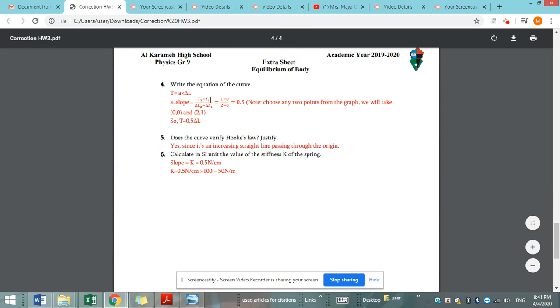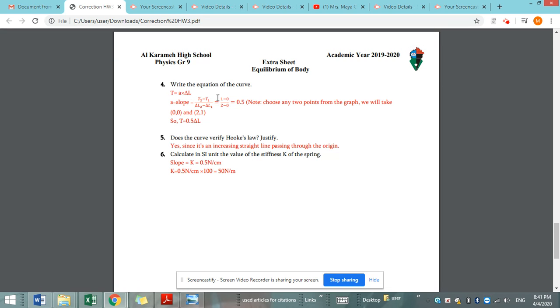The slope: we take two particular points, t2 minus t1 over delta L2 minus delta L1, just like you used to say in math, ya minus yb over xa minus xb. We have two particular points. When t2 was 1, delta L was 2 centimeter; when t1 was 0, delta L was 0. The slope comes out 0.5. Note that you can choose any two points from the graph. You can choose points other than these ones. So the equation of the curve is t equals 0.5 delta L.